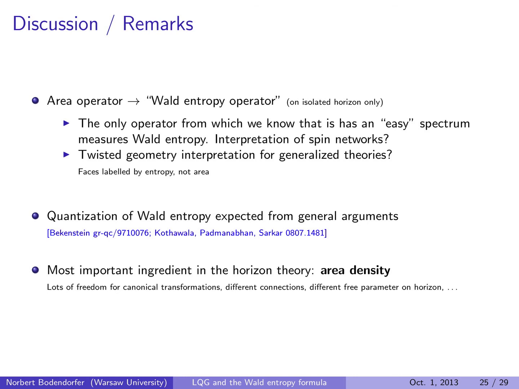First of all, the area operator is essentially the only operator which has an easy spectrum in loop quantum gravity. It basically measures what the labels of our spin network are. So this now raises issues for the interpretation of spin networks, because, for example, one of the favorite interpretations is that of a twisted geometry. However, the last slide essentially told us that we should think of these recoupling labels, or of these labels of the spin network, really as describing entropy and not as describing area.